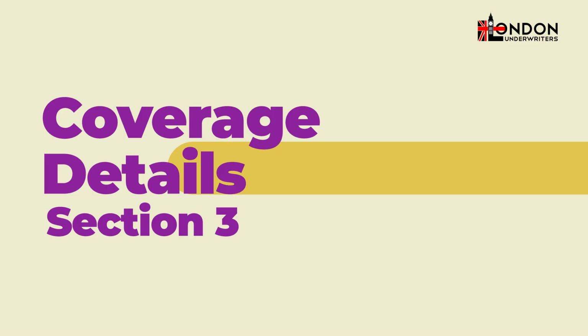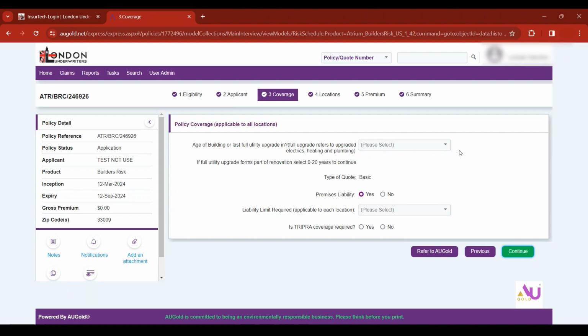Coverage details, Section 3. Proceed to the coverage details section and specify key aspects of the policy, including building age and liability limits.